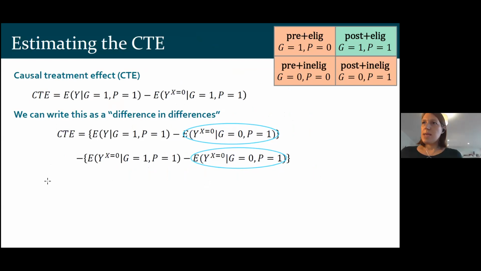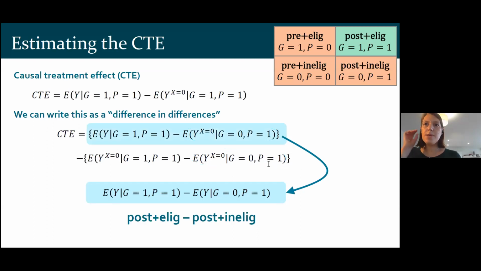So let's see how we can use these four groups now to try and allow us, using difference in differences approach, to estimate this causal treatment effect in the scenario of this DAG. So there's our causal treatment effect definition at the top again. We can write this as a difference in differences. So all we're doing here is adding something on and then subtracting it off again and just rearranging our equation. So we've now written this causal treatment effect in terms of two differences. But this second term here circled in the blue is just the same thing, just a trick.